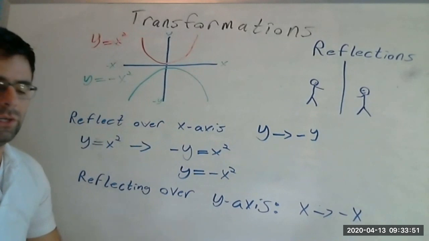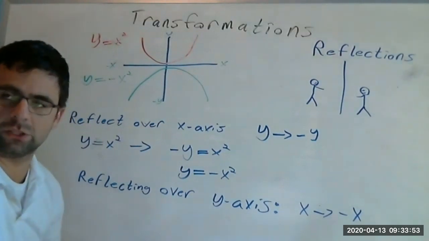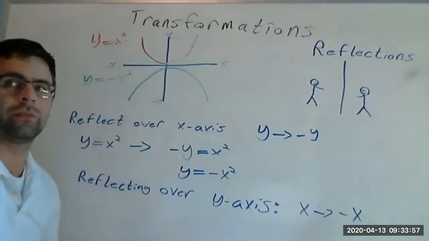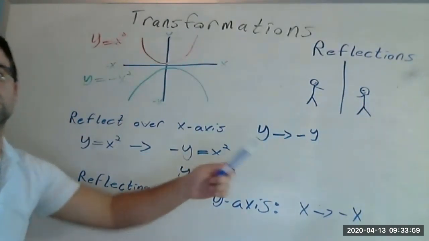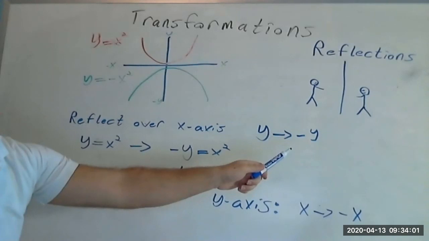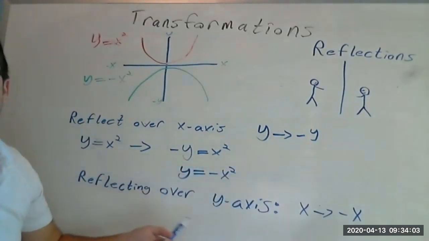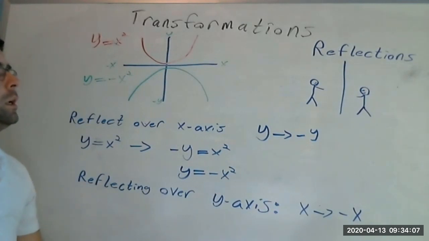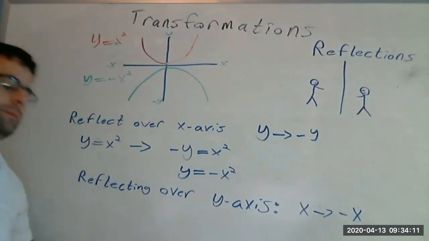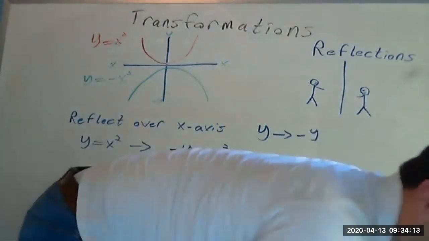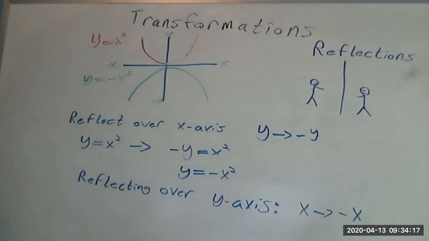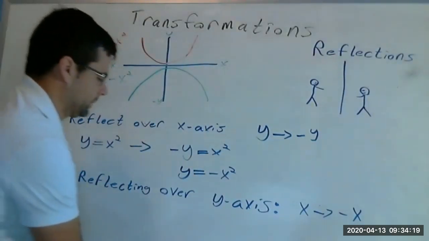But you do bring up a very interesting case, which is going to be our last reflection. So if you're going to reflect over the x-axis, you switch the y variable. If you're going to reflect over the y-axis, you switch the x variable. Well, there's a special kind of reflection that does something a little bit different.